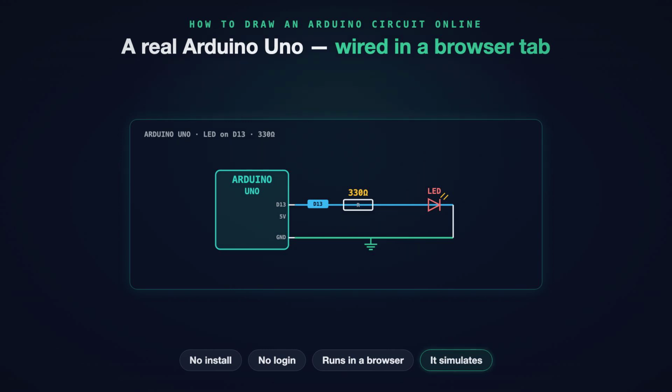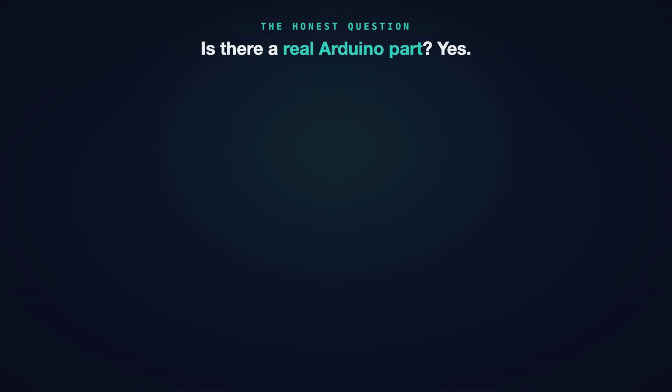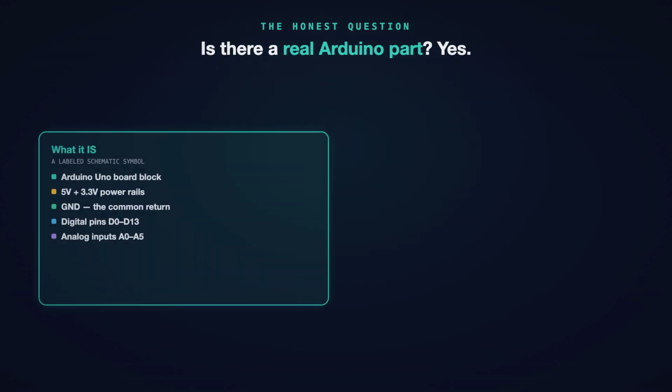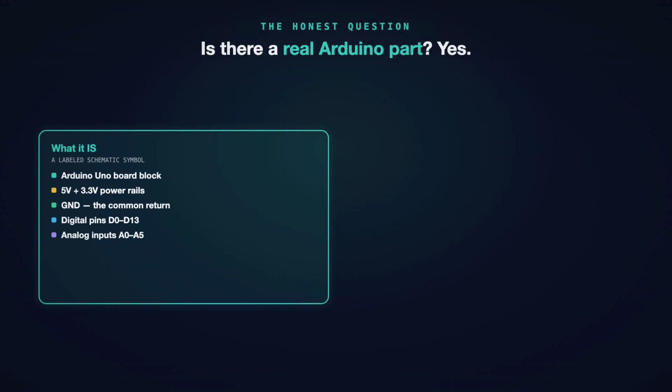First, the honest question you are probably asking: does this tool actually have an Arduino part? Or am I about to fake it with a box? It has a real one. There's an Arduino Uno symbol in the library, a labeled board block with its pin names, 5-volt and ground rails, digital pins, and the analog A pins down the side.